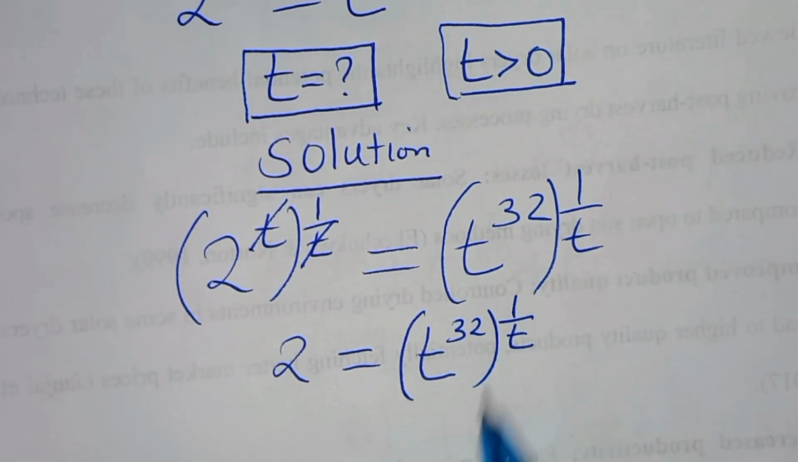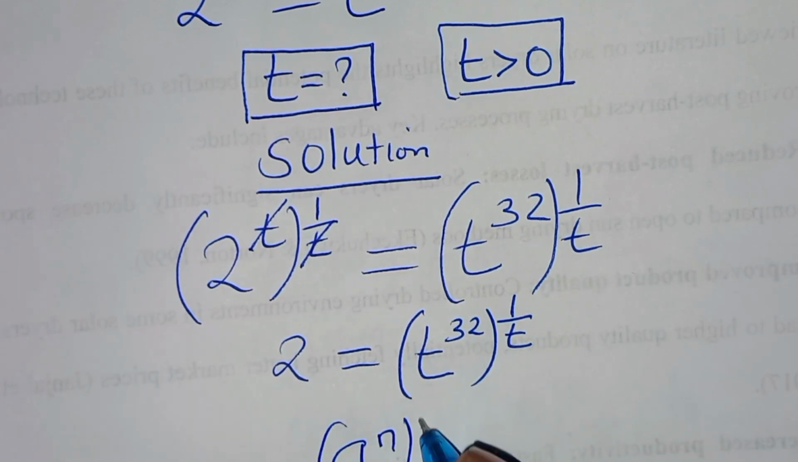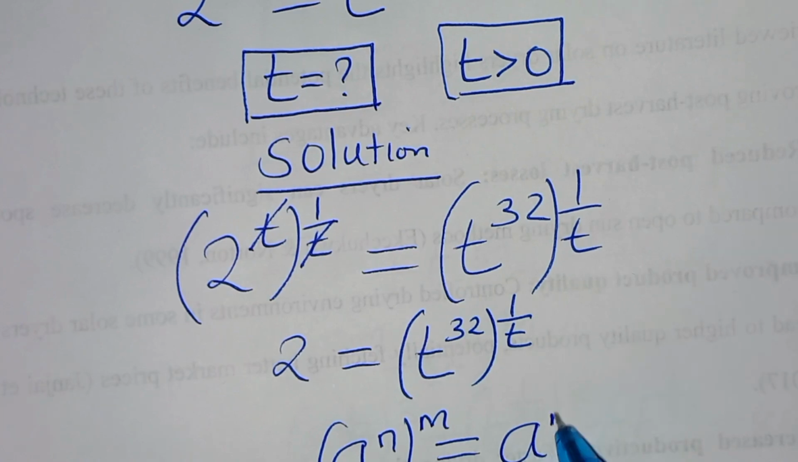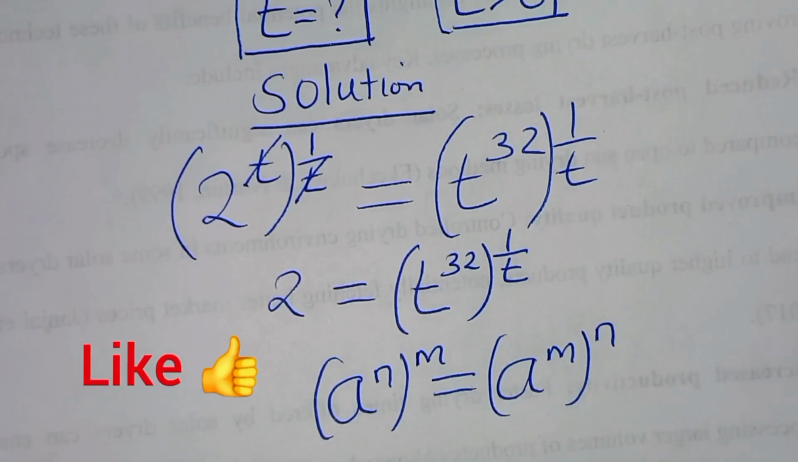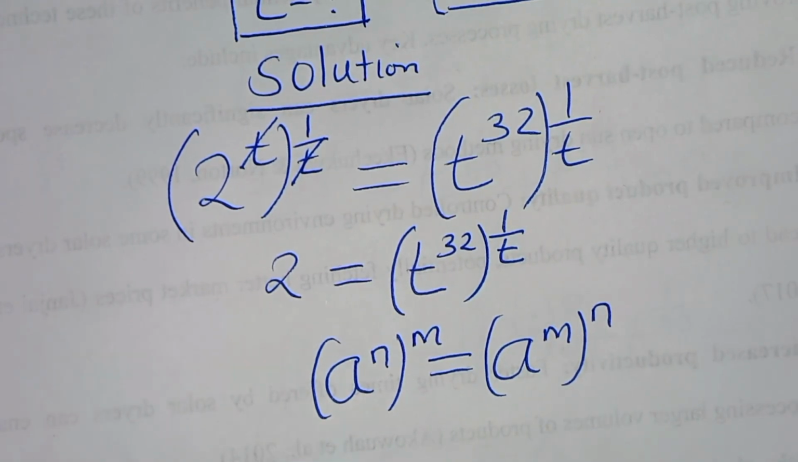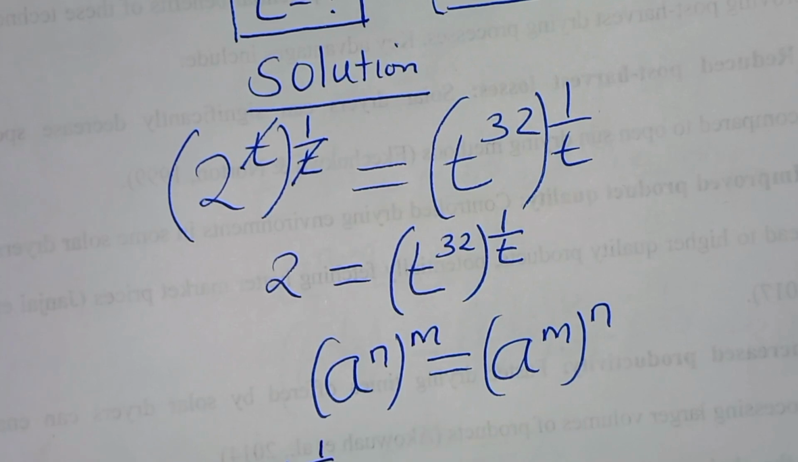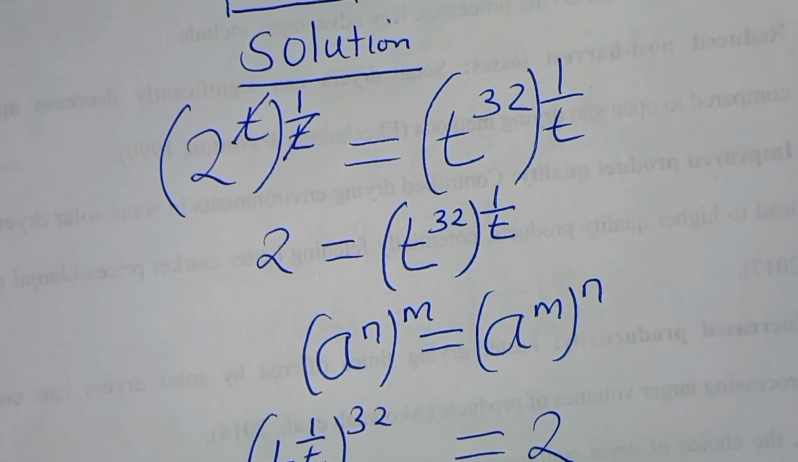The next step is that if you have a raised to power n raised to power m, this can be expressed as a to power m raised to power n. Applying this exponent property, then here we'll have t to power 1 over 32 raised to power 32. This is equal to 2.